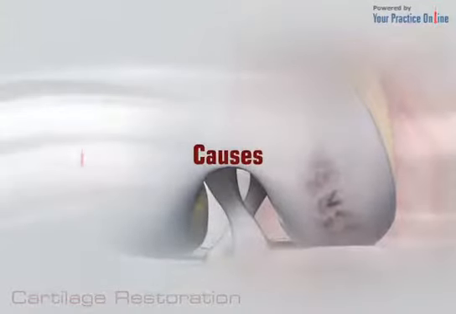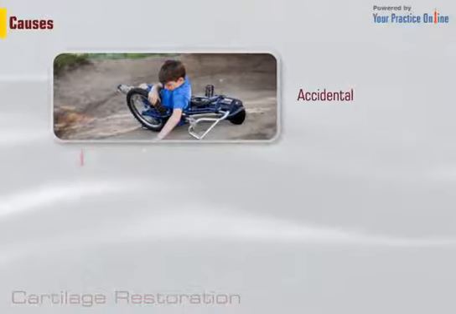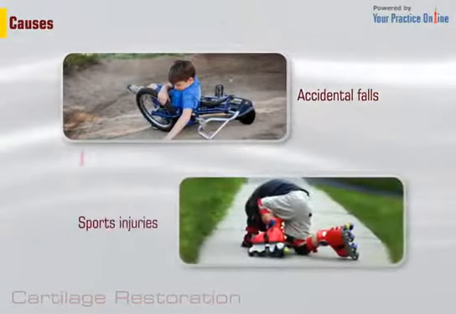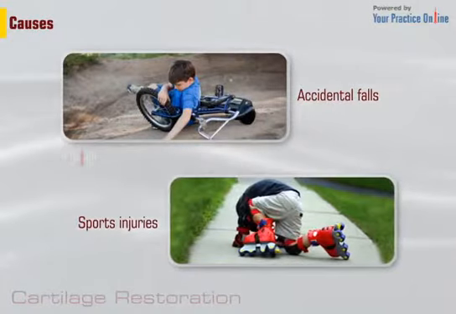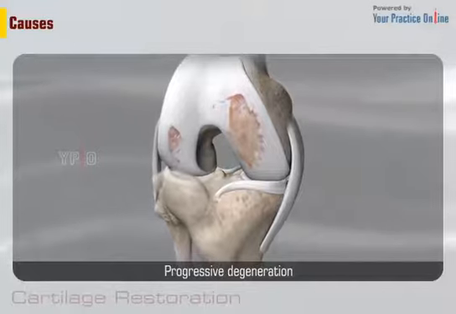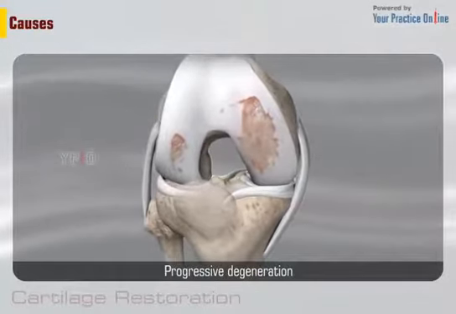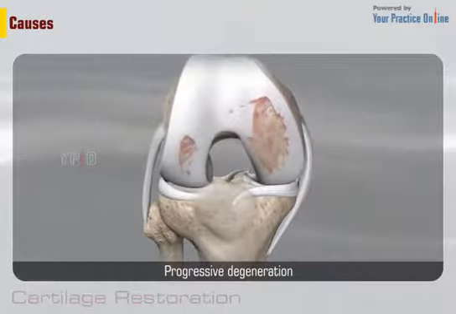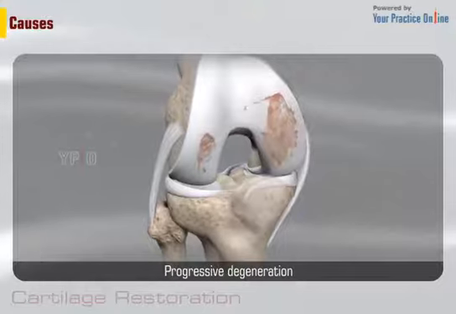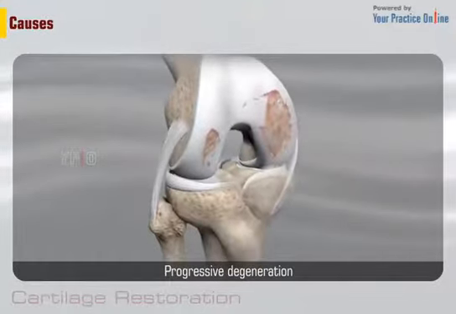Causes. Articular cartilage may be damaged by accidental falls, sports injuries, or progressive degeneration, wear and tear. It is possible for cartilage cells to heal, but it depends on the extent of the damage and location of injury. However, the healing capacity is minimal owing to the lack of blood supply.